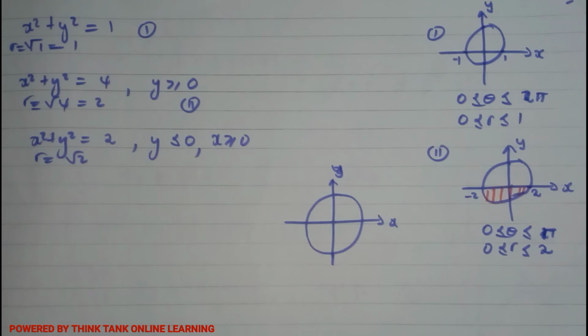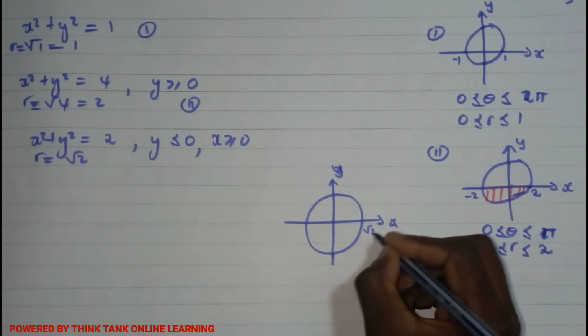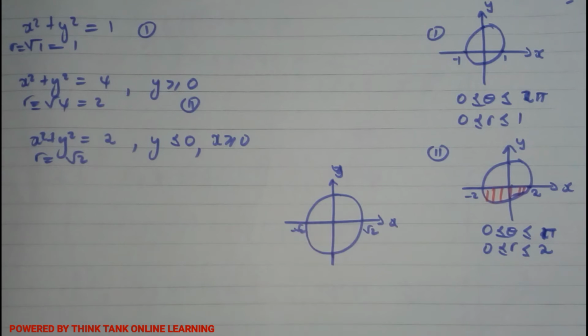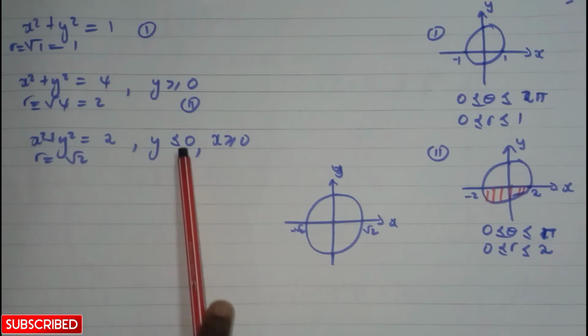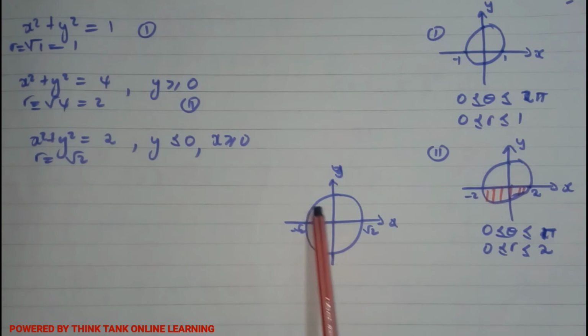By the way, this is root 2, -root 2. Now let us look at the condition: y is less than 0. So we don't need y here.